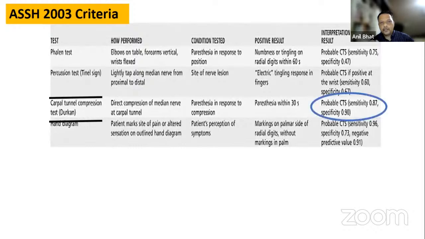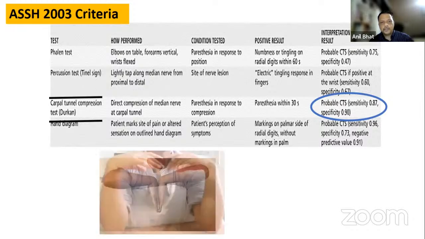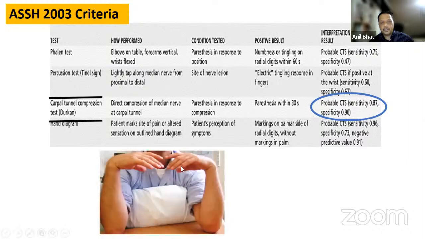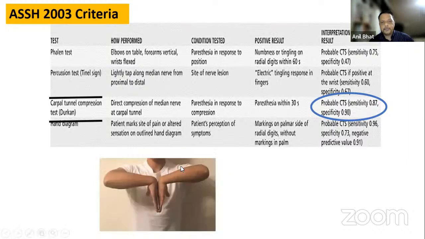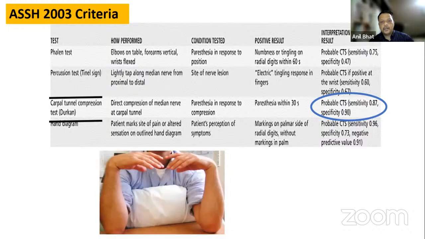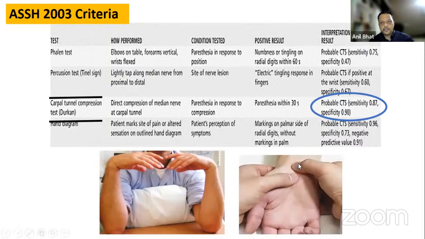And the Durkan's test is one of the most specific tests, almost 90% specific. One of the highest specificities comes from the carpal tunnel compression test, or the Durkan's test. This is the Phalen's test. This is a classical way of doing the Phalen's test, but people also do it like this. And this is how the Durkan's test has to be done. This is shown in the original article.